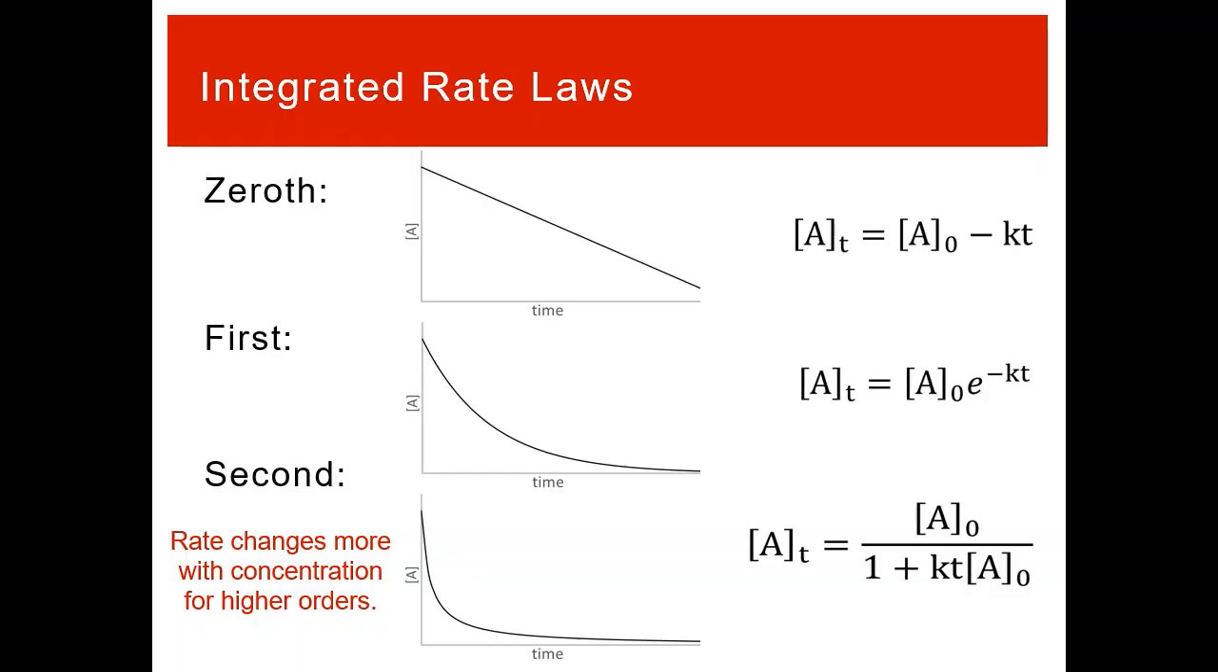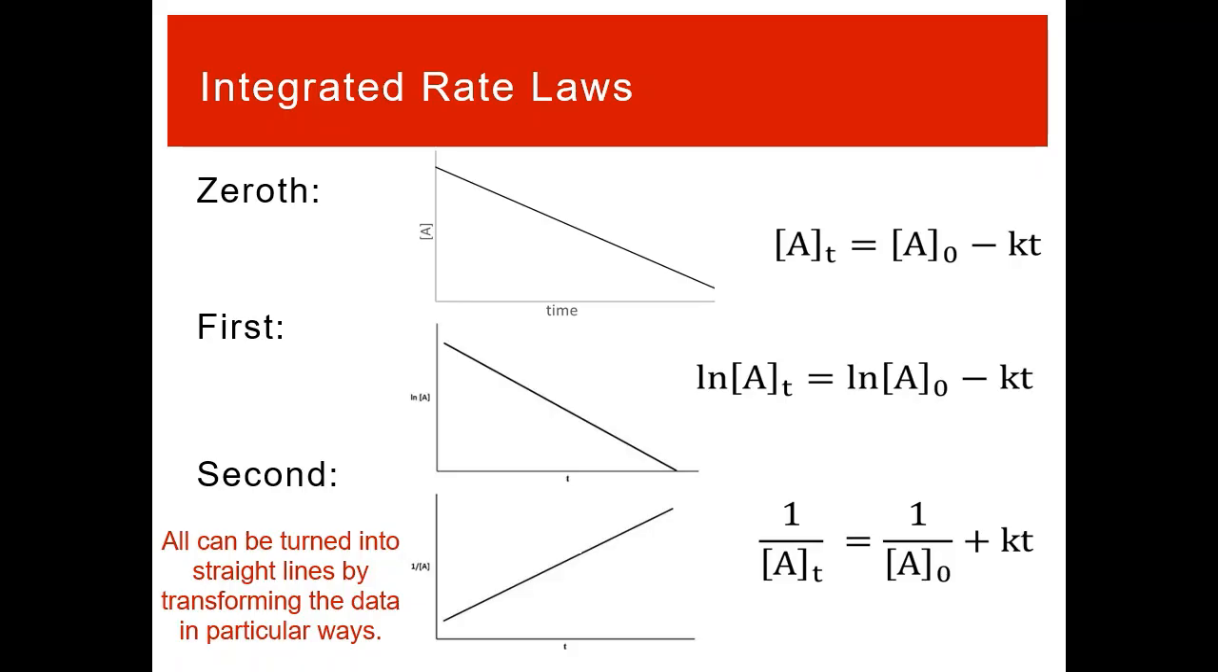But those are a little complicated, and they can be difficult to work with algebraically and to use. So instead, we use what are called the linearized forms of the integrated rate laws. So linearized, implying that we're turning them into straight lines. So 0th order already was a straight line. For first order, what we do is, instead of plotting the concentration versus time, which was an exponential, we plot the natural logarithm of the concentration versus time.